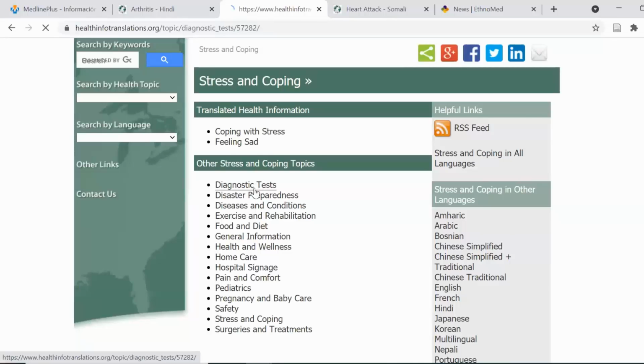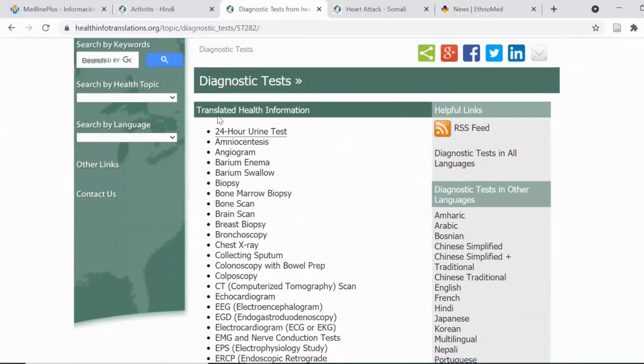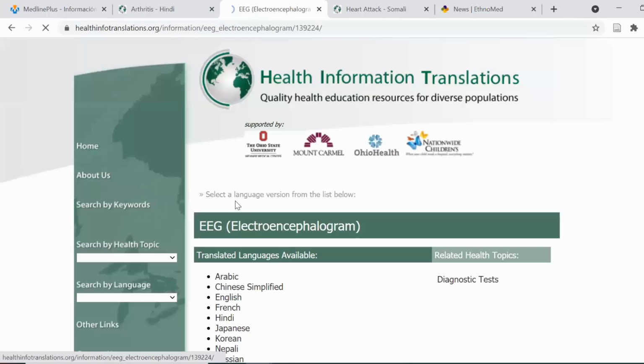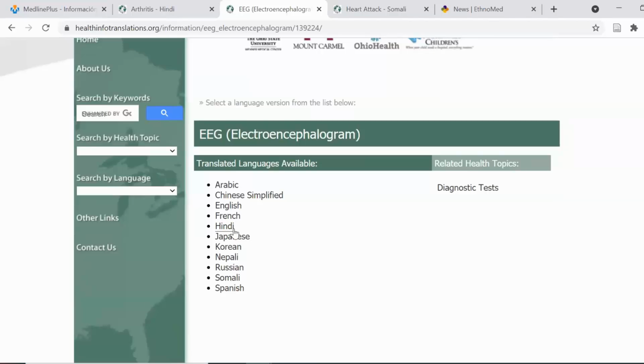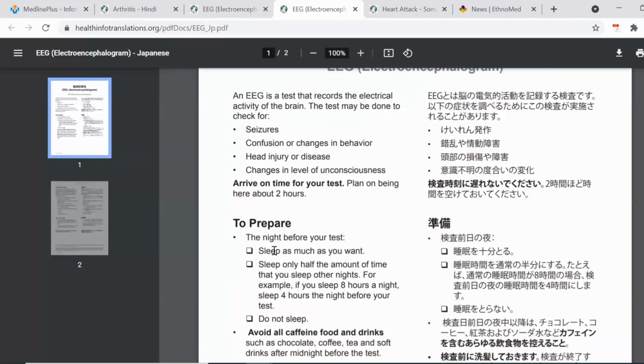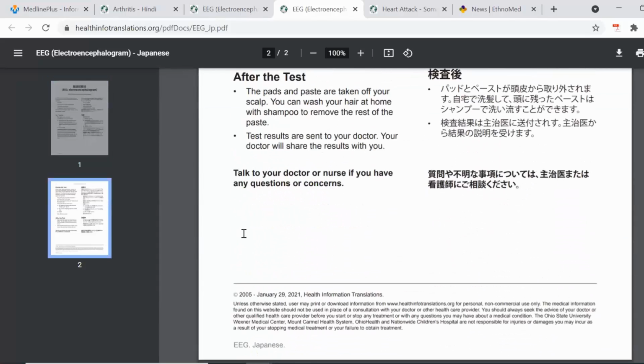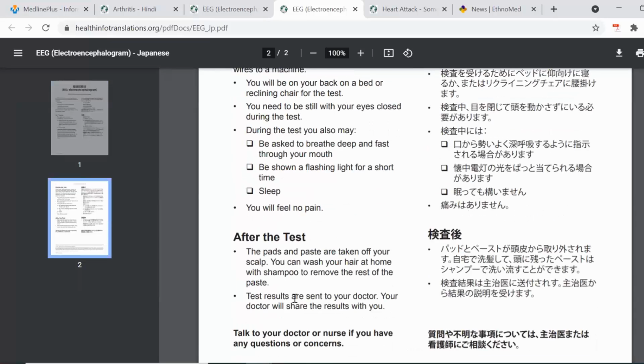Yeah, and then even for diagnostic tests, you can see translated information for different types of tests. So like for bone scans or for EEGs as well, you can readily access these. And let's see about doing it in Japanese, for example. And yeah, again, you get to see about home care, what you should do to prepare for a certain type of test or surgery or some type of other intervention, and even home care afterwards.